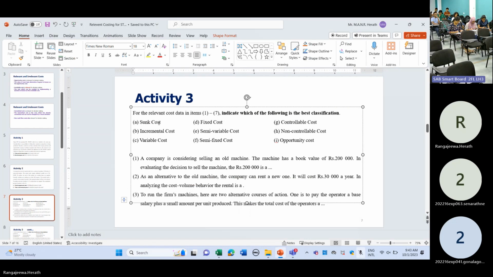So: sunk cost, incremental cost, variable, fixed, semi-variable, semi-fixed. Controllable cost we have already discussed from the performance evaluation perspective. If the cost can be controlled by a particular divisional head, it is controllable to that particular division or level of management. We discussed the supermarket: if the manager can decide the number of employees working in the supermarket, the employee salary is a controllable cost.